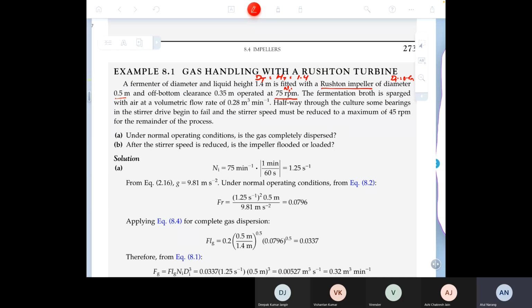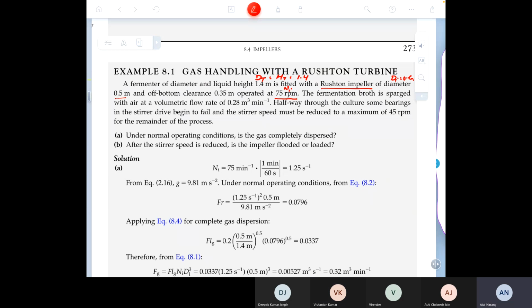So this is essentially giving you the conditions, asking you to find what is the condition. Is it loaded, flooded, or completely dispersed? Is the question clear?